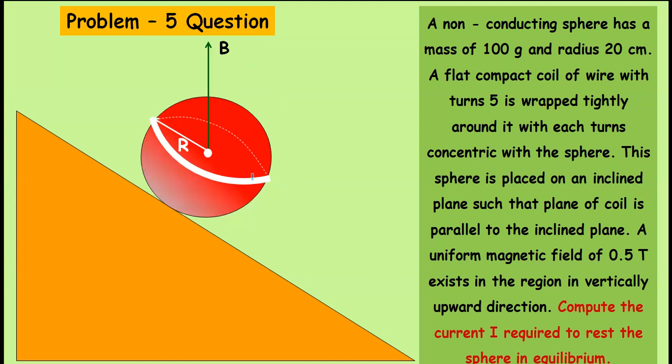Now, most importantly, after winding the coil, the plane of the coil should be parallel to the surface of the inclined plane. Okay? So after I wind the wire, I get a circular coil, right? Its plane should be parallel to the surface of the inclined plane. Okay, right. Now, in the next slide we will collect all the data and we write it under the subtitle given.